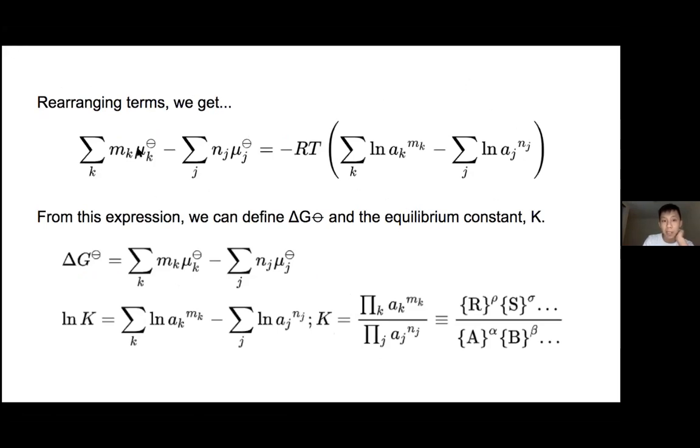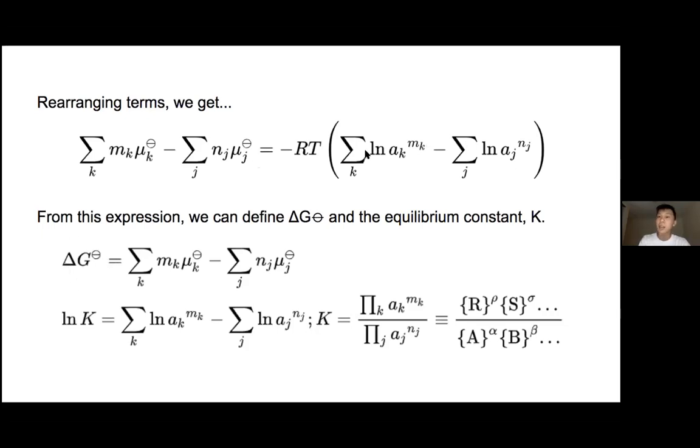As you see here, this mu sub k standard is the standard chemical potential of your products minus the standard chemical potential of your reactants. That's just another way of saying the standard free energy change of your reaction. If you have the standard free energy change per molecule times the stoichiometric coefficient of your products, minus the standard free energy change per molecule times the stoichiometric coefficient of your reactants, that's just your standard free energy change of the reaction. So we can redefine the left-hand side as your standard free energy change right over here.